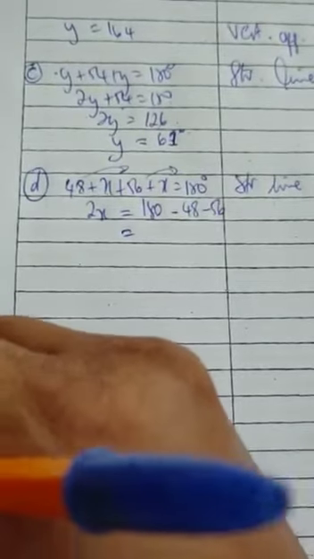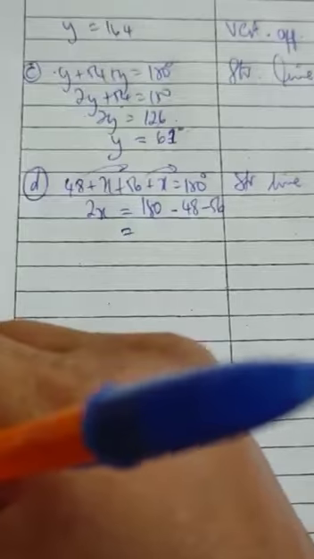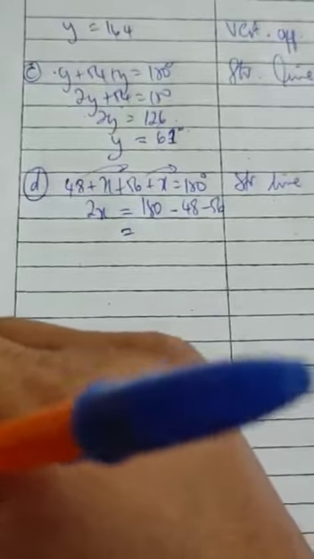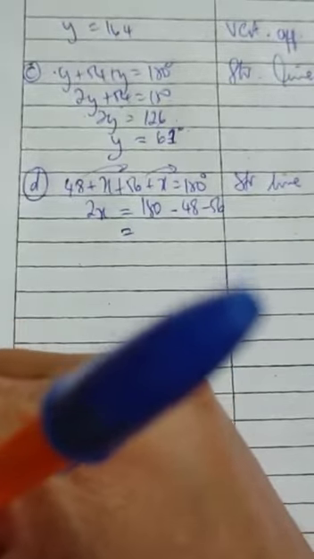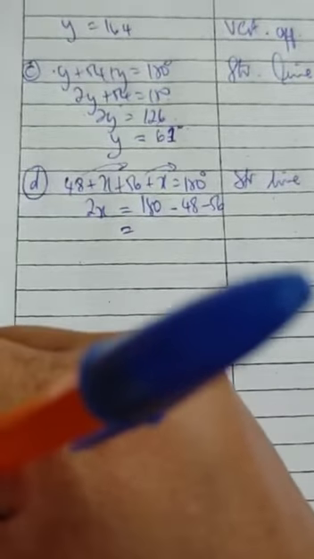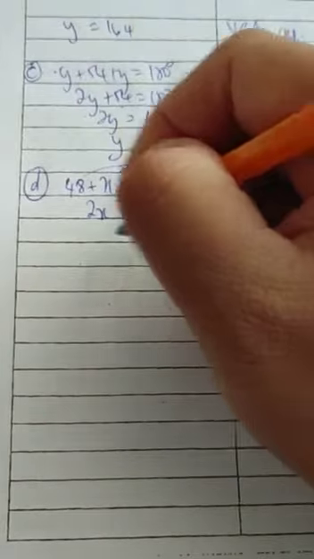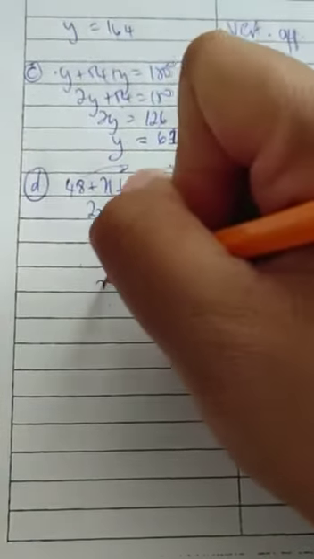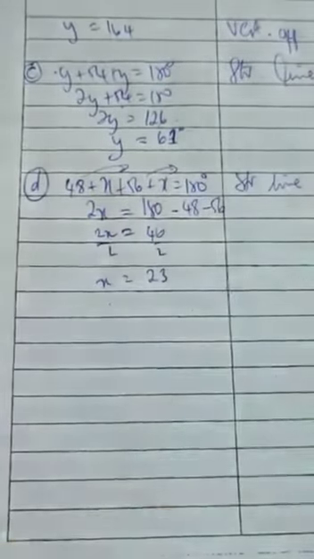So 180 minus 48 is going to give you 132, minus 56. It's going to give you 12, which is 4, carry 1, is 56, 12 is 46. Now I divide by 2, so x works out to be 23 degrees.